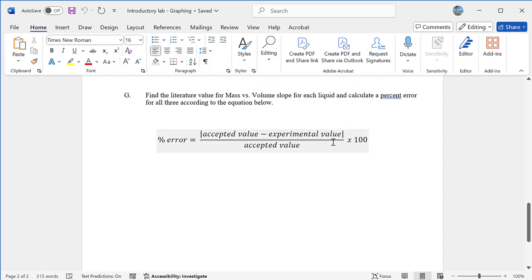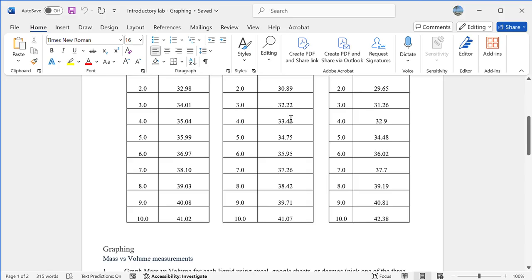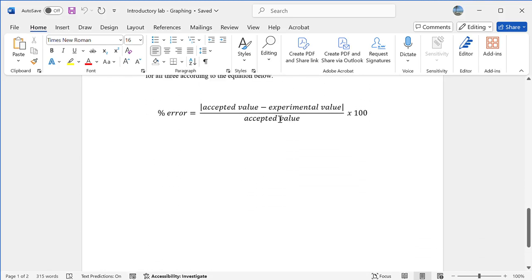Once you find the literature value from the internet, here's the formula you're going to use. The accepted value is also called the literature value or reference value. They mean the same thing. The experimental value is what you got from graphing your graphs with a particular slope, divided by the accepted value, which is what you look up on the internet, times 100.